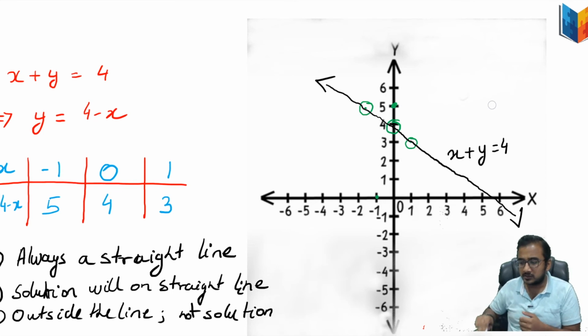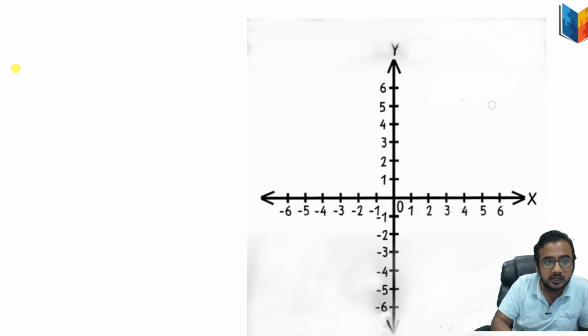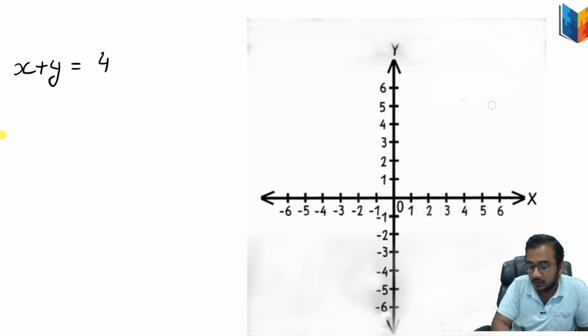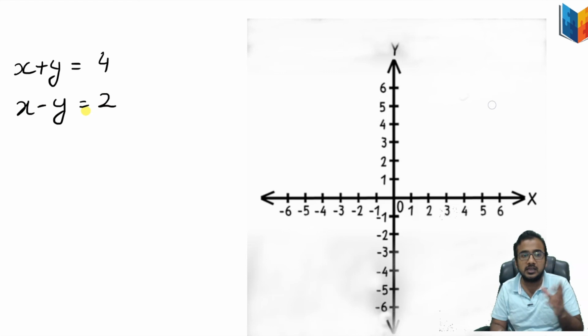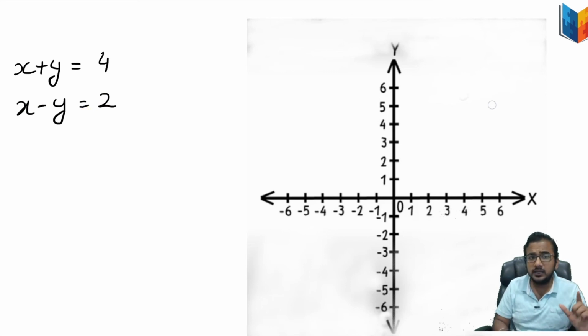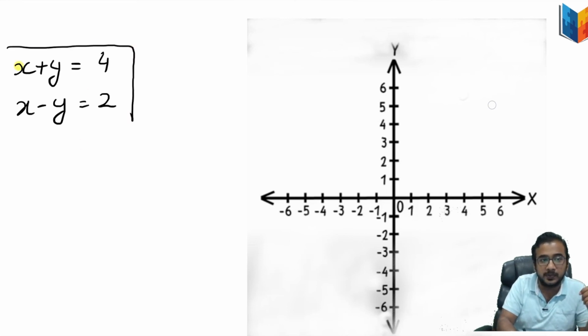Now suppose, students, I take another condition. First we talked about x plus y is equal to 4. Now there will be another, x minus y is equal to 2. This is one equation where I will help you understand, and you can try it at home. If you have any doubts, you can comment in the comment box. These two equations are a consistent pair. And why is it a consistent pair?